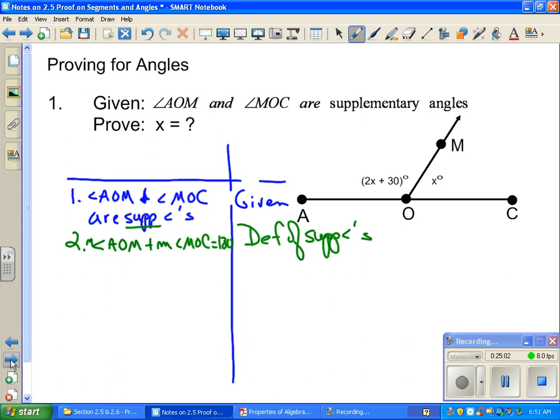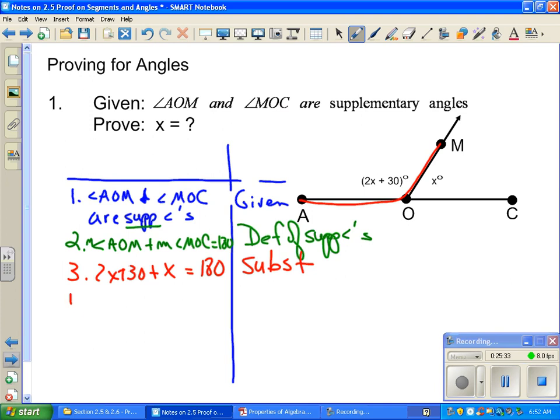Now in number 3, we have our equation set up with letters that represent the names of the angles, but let's find out what the expressions for those are. From A to O to M is our larger angle, 2x plus 30. And M to O to C is our smaller one, x. And that has to make 180. So we have substituted in what the picture says that they represent.